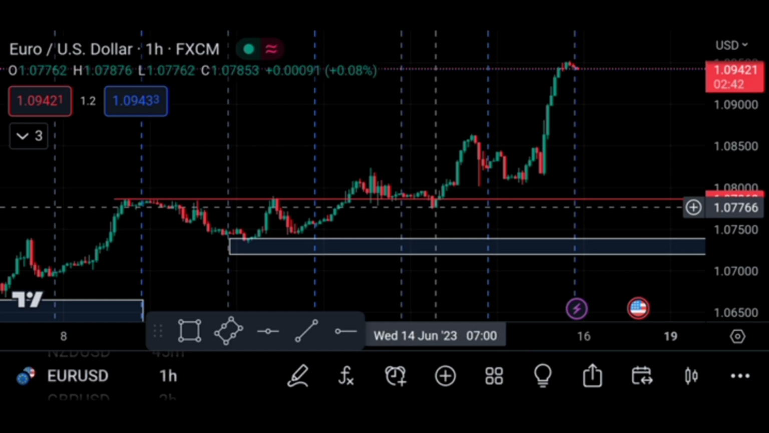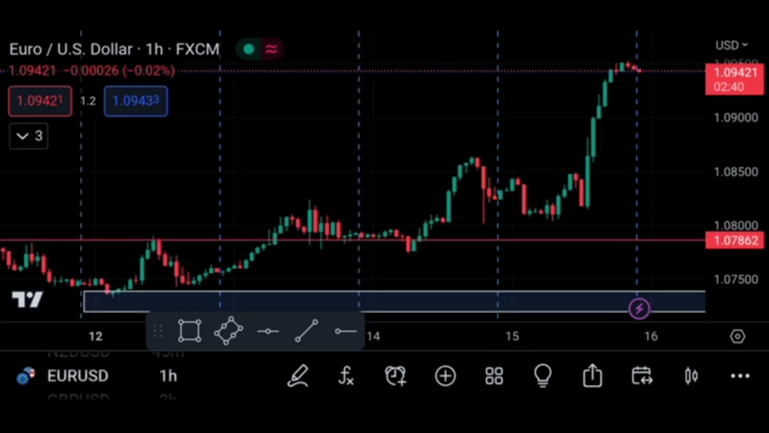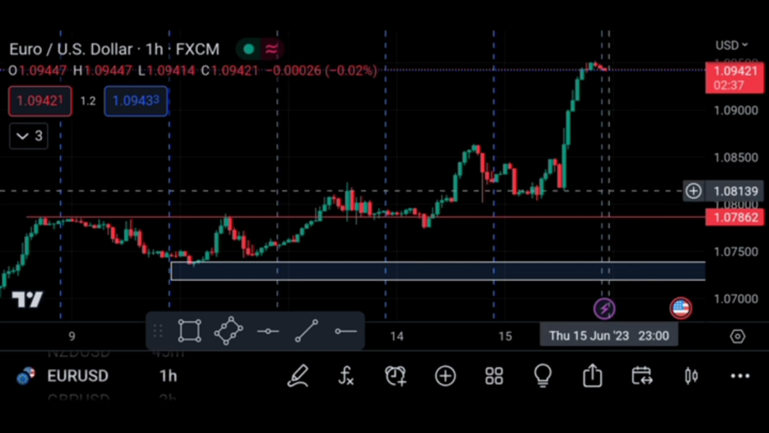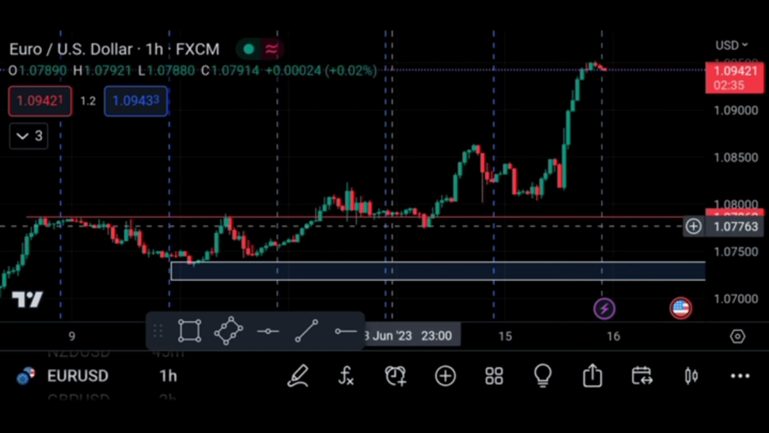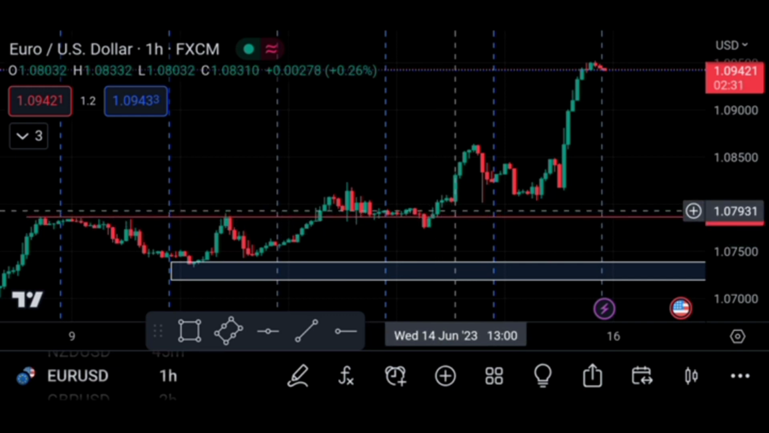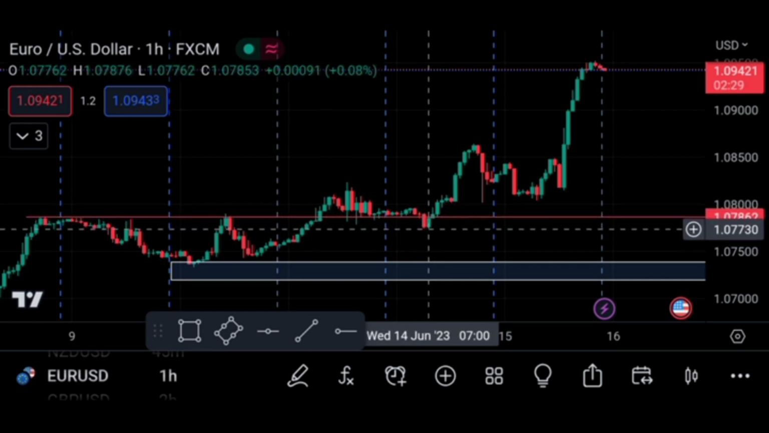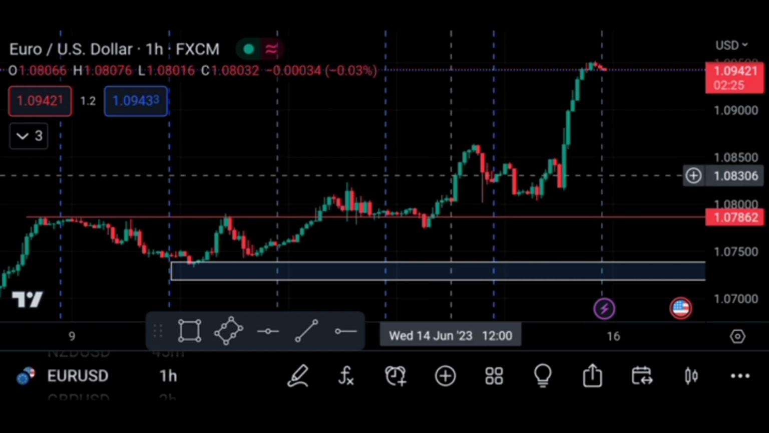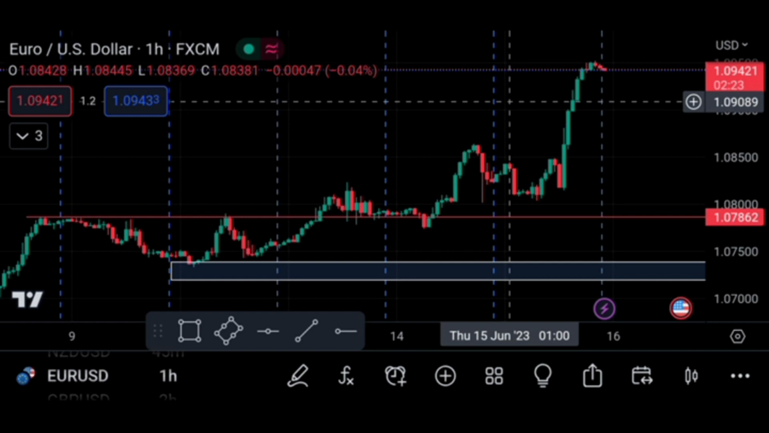You can see where it tested this and gave a railroad track. This is a railroad track. So the market gave me a railroad track, and then after this candle closes, you can enter here, and then you can leave the market up to take it to the highs.